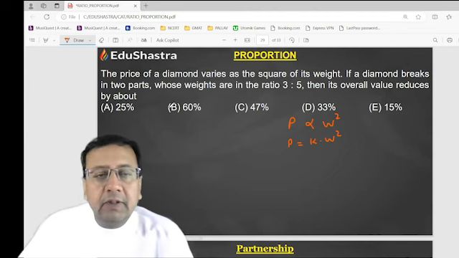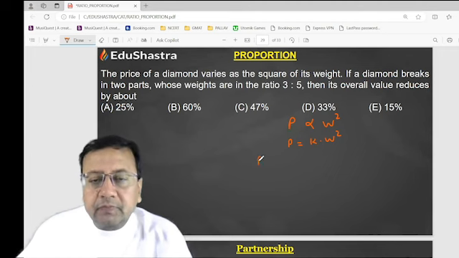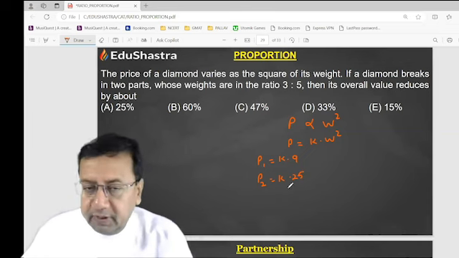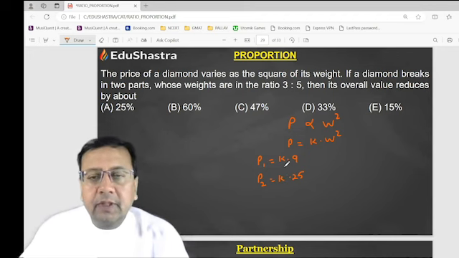Now if a diamond breaks into two parts whose weights are in a ratio 3:5. So part one, price one, is equal to what? K times 3 square, which is 9, first part. Price two, this is what? K times 5 square, which is 25. So these are the two parts taken individually.